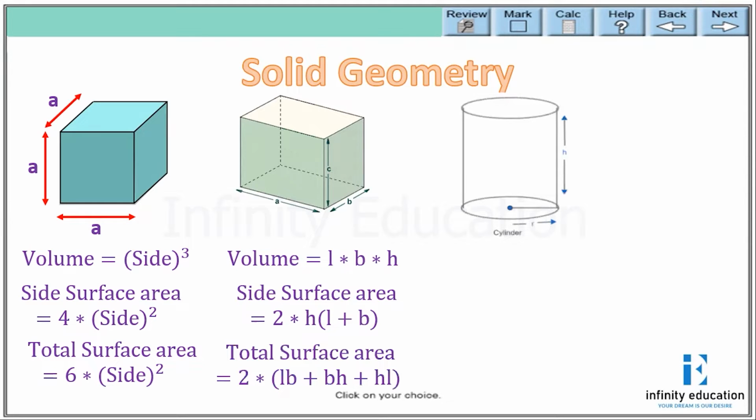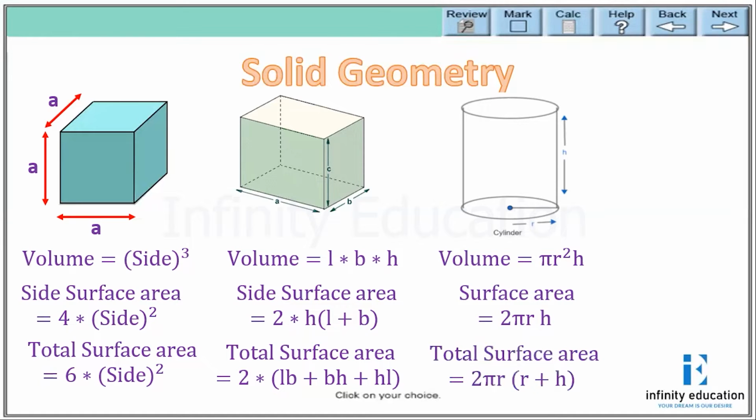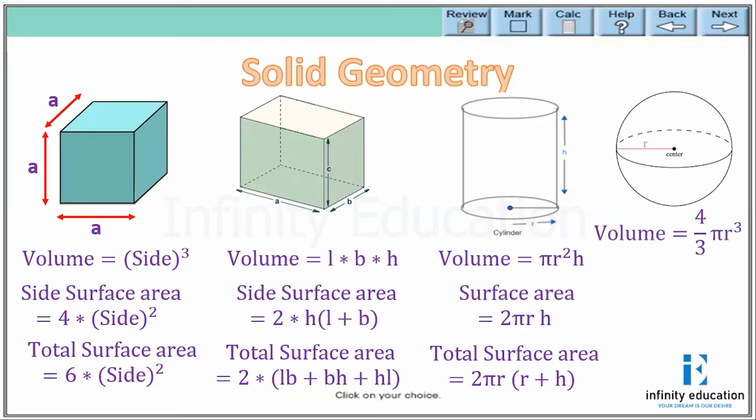The next one is called a right angle cylinder, where R is the radius of the base and H is the height. So the volume is pi r square H. Surface area is 2 pi r H and total surface area is 2 pi r into (r plus H). And the next one is a sphere with the radius of r. The volume is 4/3 pi r cube and the surface area is 4 pi r square.